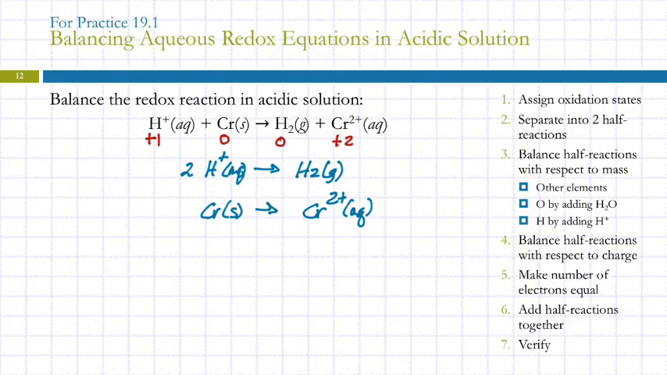Now we balance with respect to charge. So this first one, I've got 2 plus on the left side, and I've got 0 on the right side. So I want both of those to end up with 0. So I'm going to do 2 electrons over there. And then chromium going to chromium 2 plus, I need to put 2 electrons over here. These examples are ending up with both sides being 0. That's not always the case.